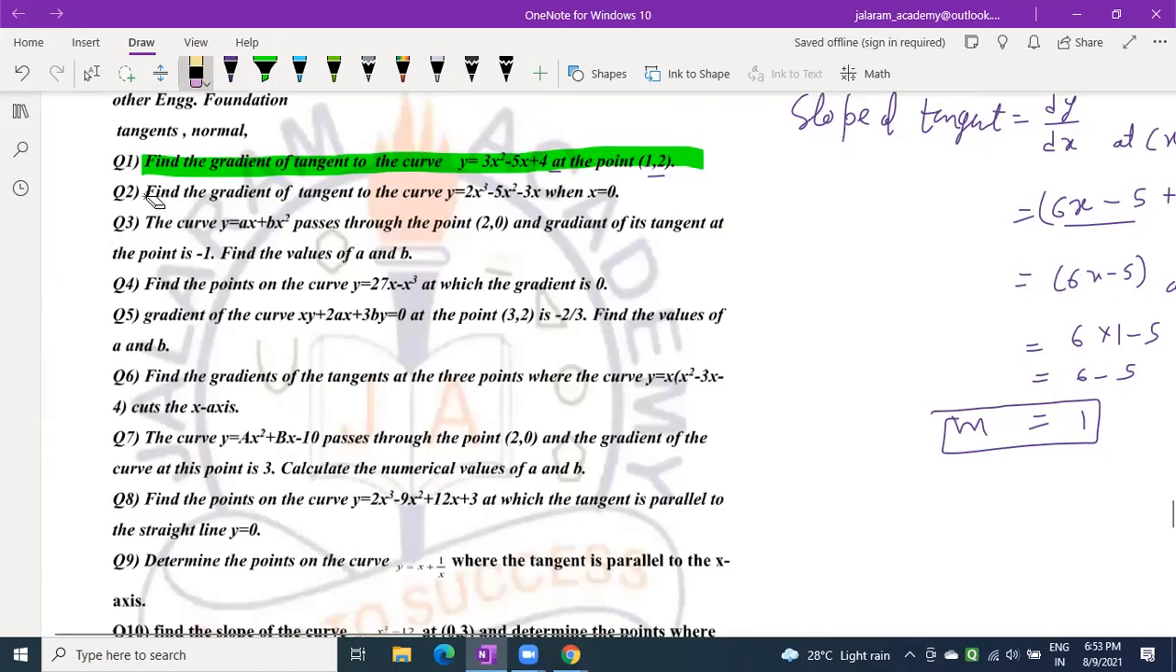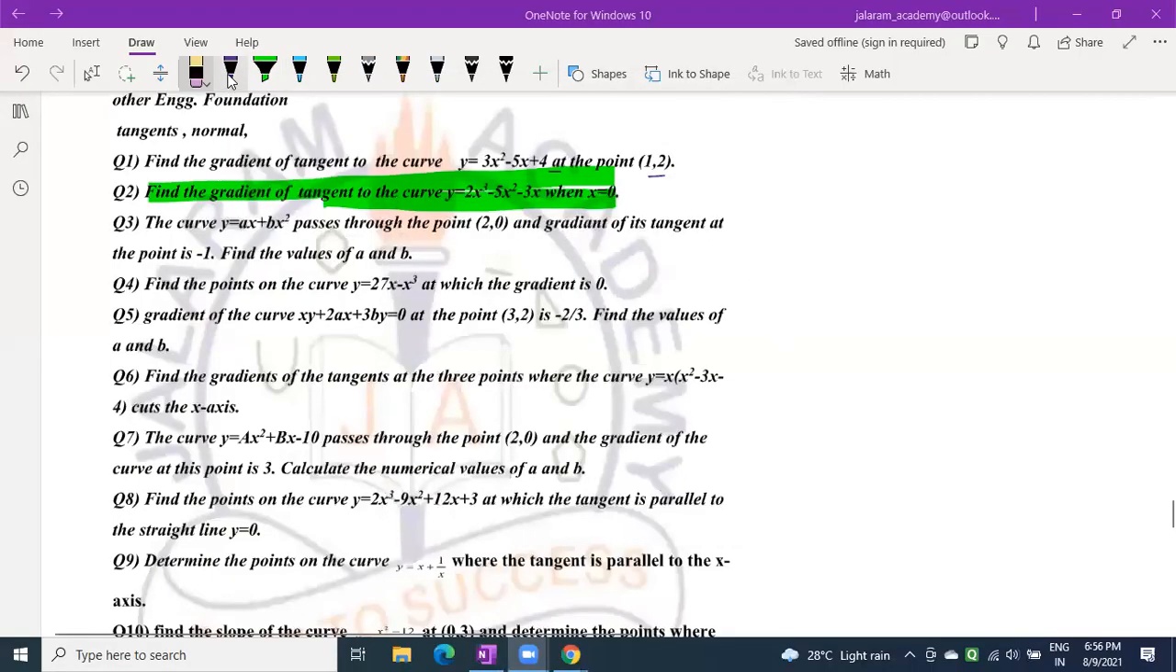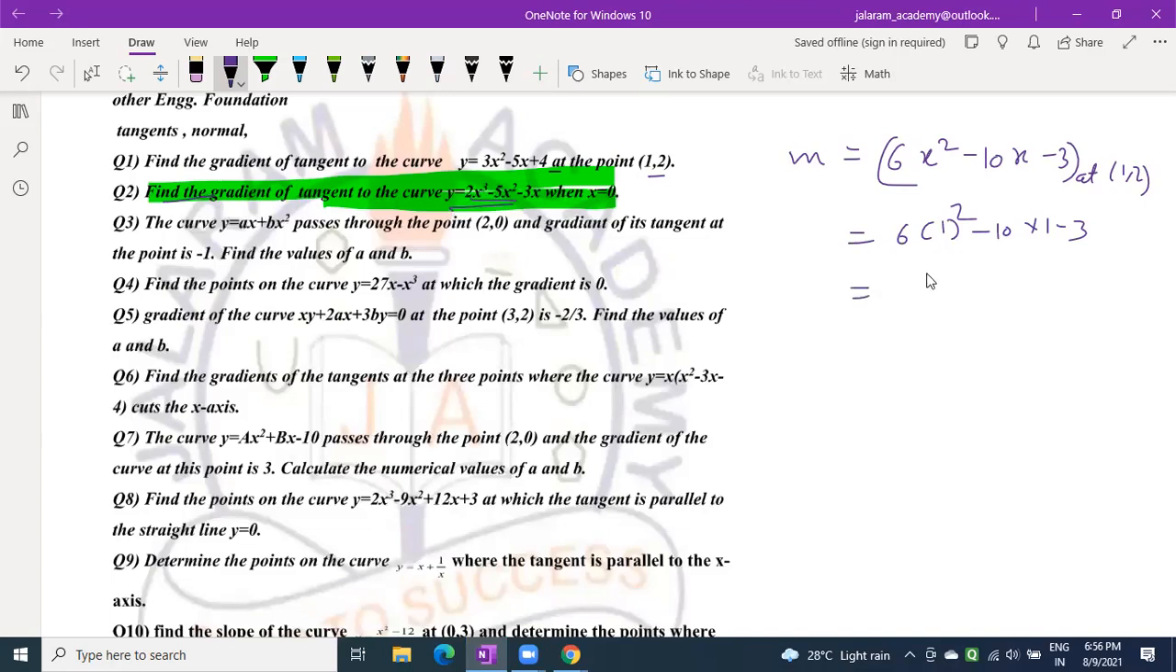Similarly, you can solve question number 2 also. To find the gradient, slope is dy by dx. Find the differentiation, 6x square minus 10x minus 3, and at the point 1, 2, substitute the value of x as 1. 6 into 1 square minus 10 into 1 minus 3. 6 minus 10 minus 3, 6 minus 13, it is minus 7. So the slope is minus 7.